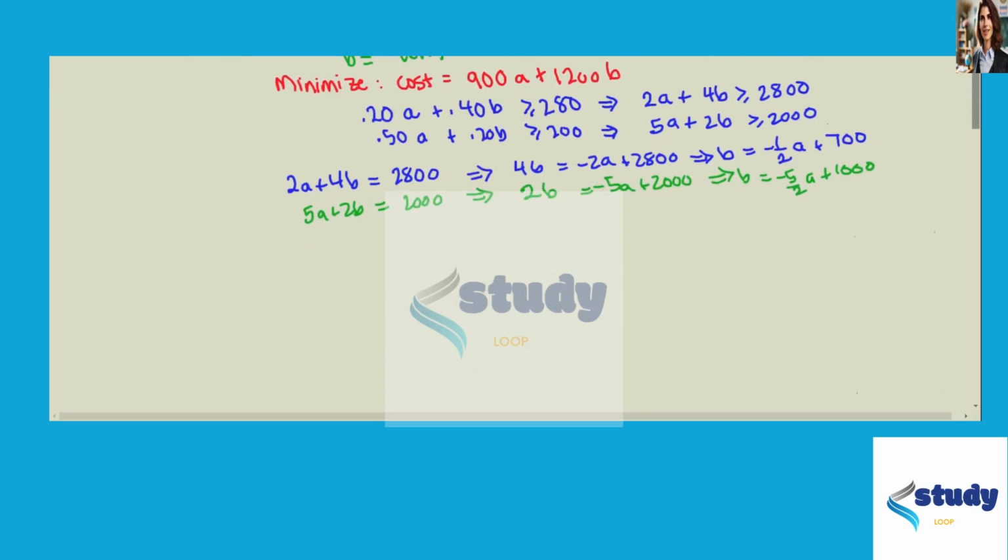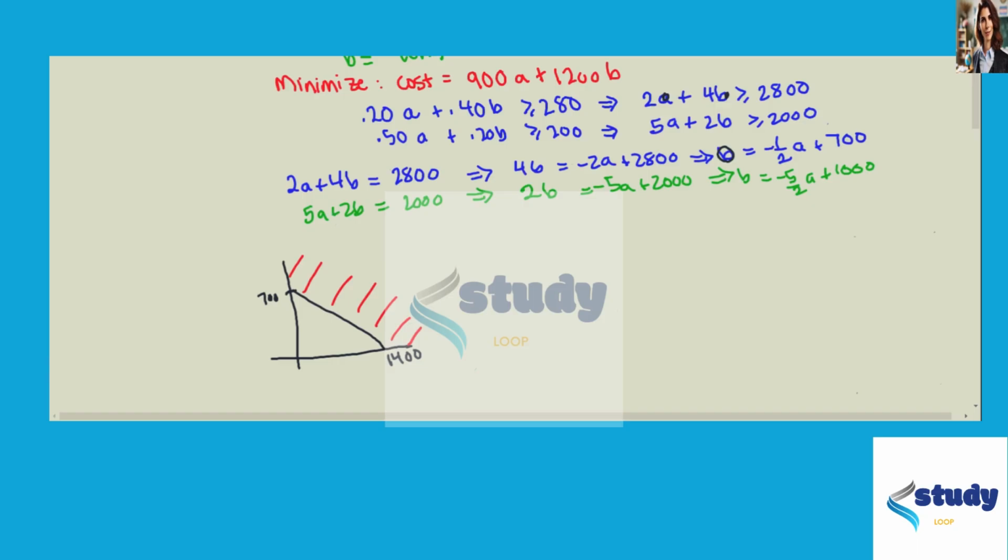Okay, we don't really need graph paper or to be very fancy here because all we need to know is which thing is higher or more to the right than the other one. So the first one starts at 700, goes downhill, and when B is 0, then A is 1400. And if you plug 0, 0 into the original one, 2 times 0 plus 4 times 0 greater than or equal to 2800. Okay, that's false. So we need to shade that way.